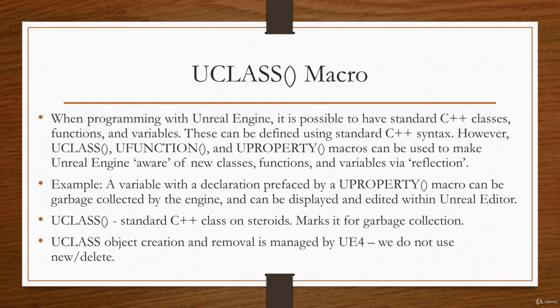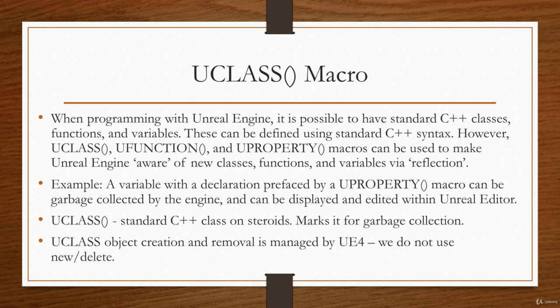When programming with Unreal Engine, it's possible to have standard C++ classes, functions, and variables, defined using standard C++ syntax. But uClass, uFunction, and uProperty macros can be used to make Unreal Engine aware of these new classes, functions, and variables, again via reflection. An example here is a variable with a declaration prefaced by the uProperty macro. With it set up like this, it can be garbage collected by the engine, and it can be displayed and edited within the Unreal editor, for example. So uClass here is a standard C++ class on steroids, marked for garbage collection.